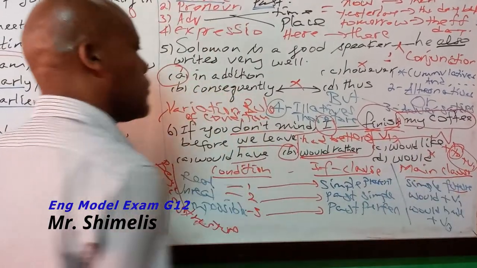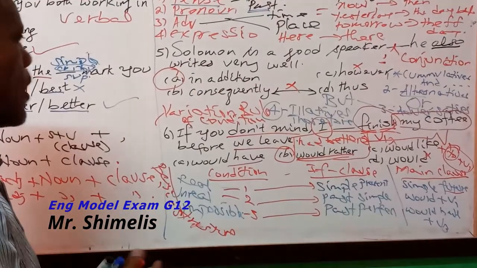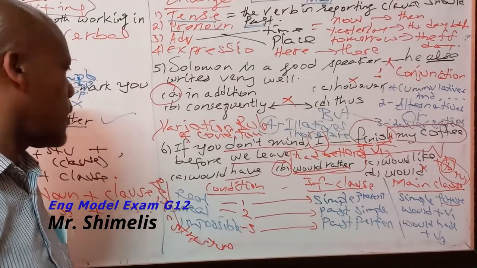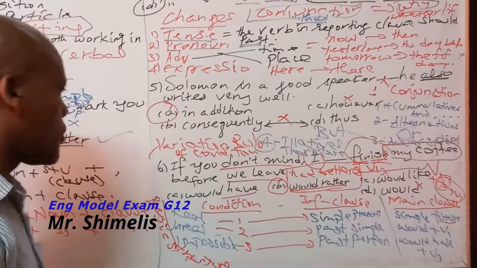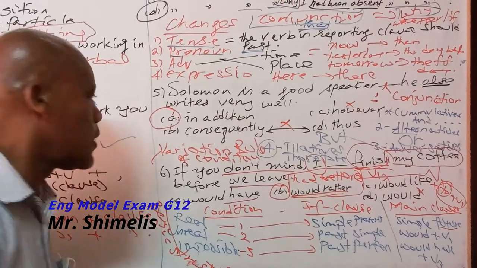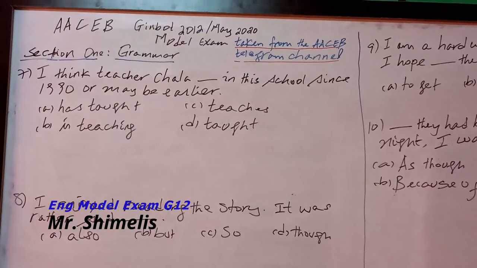And this is not the correct structure. It is for conditional type 2. So our only answer would be "would rather", because it shows preference. We proceed to question number 6. That's the next part. Next. Okay.